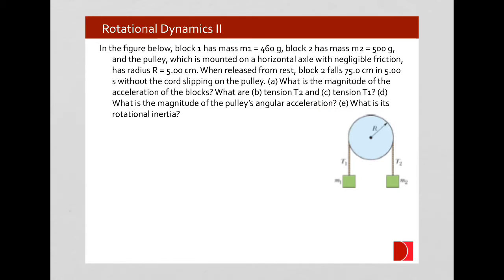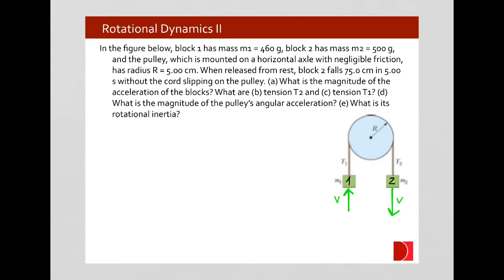In this system, we have two blocks, block 1 and block 2, that are hung from a pulley that has its own mass and its own moment of inertia. When we release the system from rest, block 2 is heavier, so block 2 will go downwards, and block 1 will go upwards, and they will go at the same rate because they are connected by a rope.